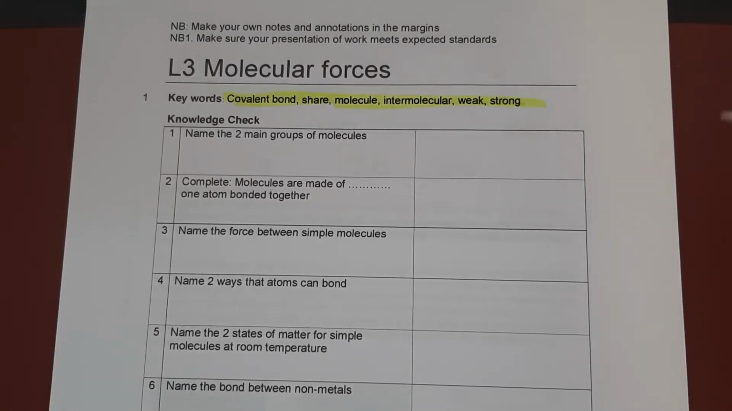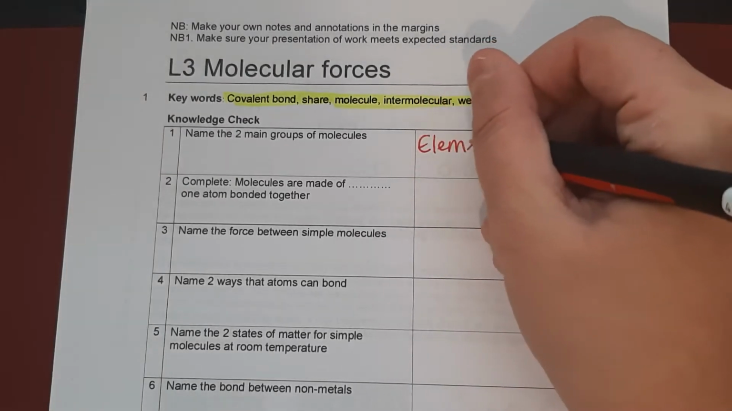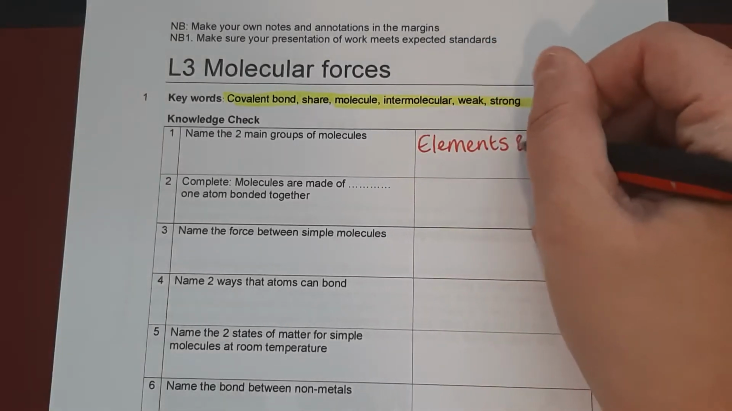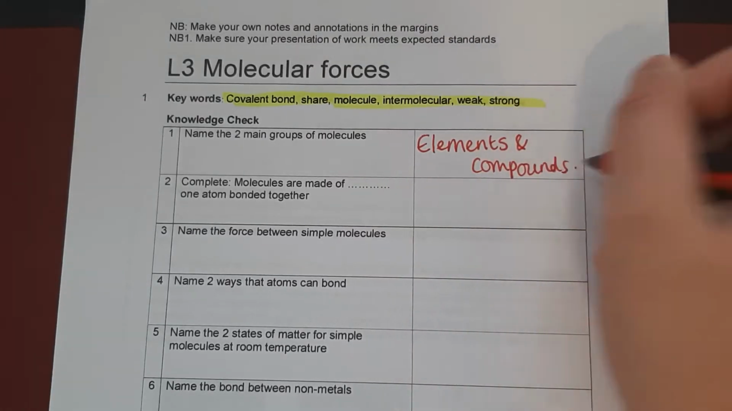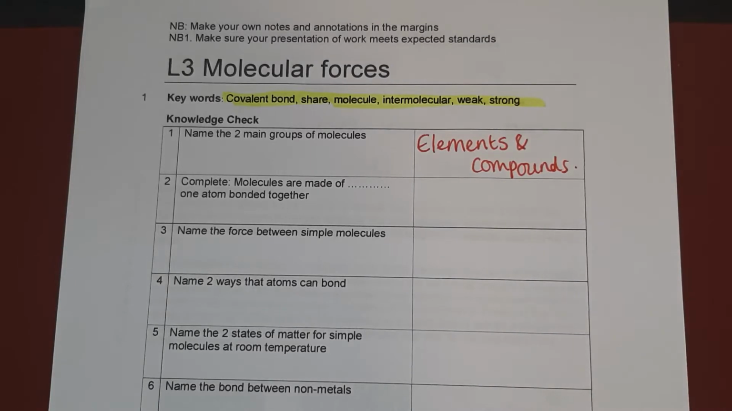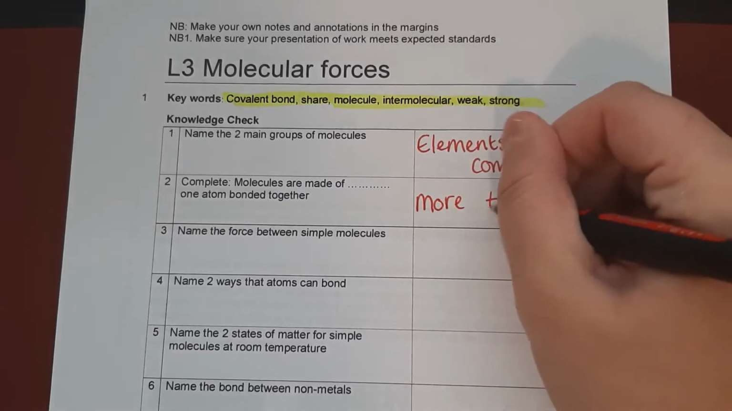Okay, let's go through these questions. Question 1, name the two main groups of molecules. Well, those would be elements and compounds. Make sure you use a pen in a different colour to correct or tick your work. Question 2, molecules are made of more than one atom bonded together. So the answer was more than.